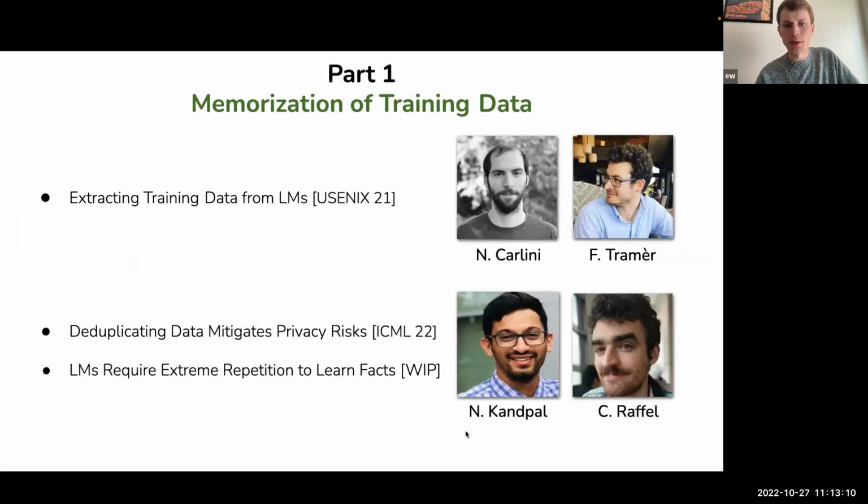I'll talk about three papers in particular. This one paper called Extracting Training Data from Large Language Models, which is work done with Nicholas and Florian. And then also this newer work that we've done with Nikhil and Colin Raffel on this idea about deduplicating and fact learning in language models.